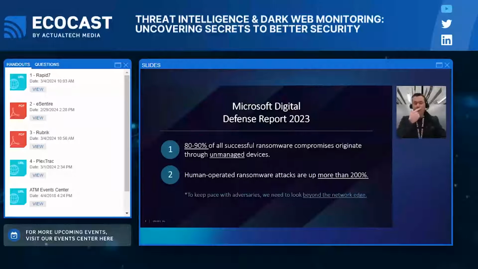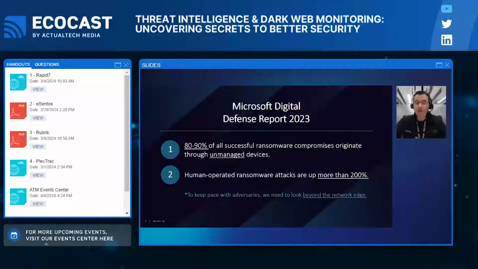So to kick things off, I wanted to start with a couple of quotes from Microsoft's Digital Defense Report from 2023, which is the latest version of this report. The first one here is that 80 to 90% of successful ransomware compromises originate through unmanaged devices. I think that tells me two things. First, where we have visibility in our network, we seem to do a decent job of identifying and stopping these attacks 10 to 20% of the time. The other thing it tells me is that we have a visibility problem and we aren't doing enough to reduce our attack surface when it comes to unmanaged devices.